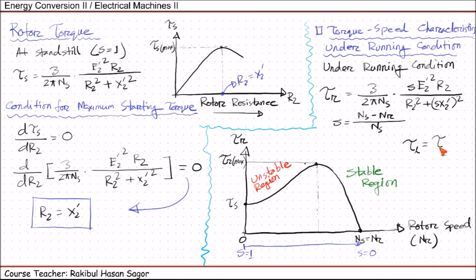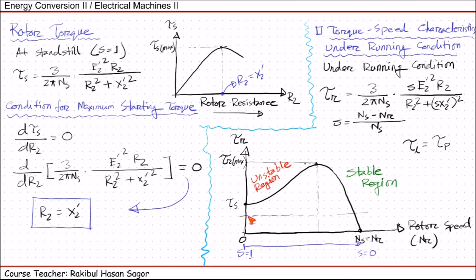So if we say that motor's produced torque is tau P, then tau P, the produced torque, should be equal to the load torque. Then motor will run with a fixed speed. If the produced torque is higher than the load torque, then what will happen? That increased amount of torque will increase the rotor speed, and motor will gain exactly the same operating point as the load torque. For example, suppose we have a load torque at this point.